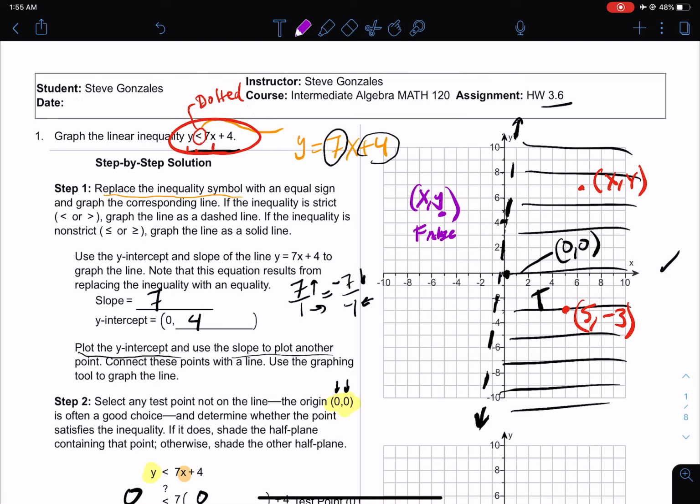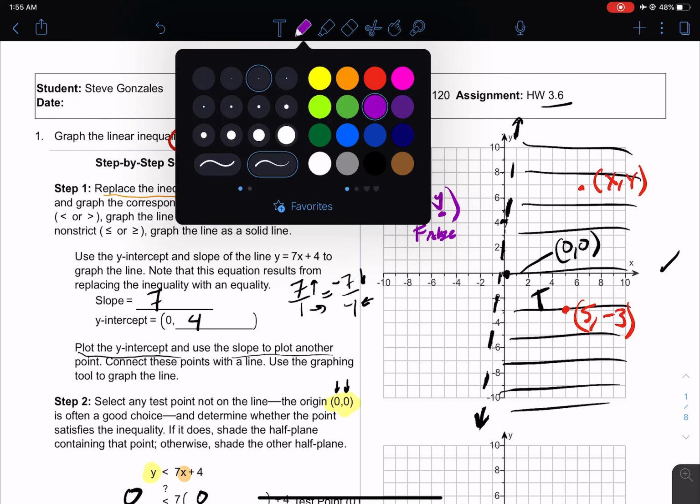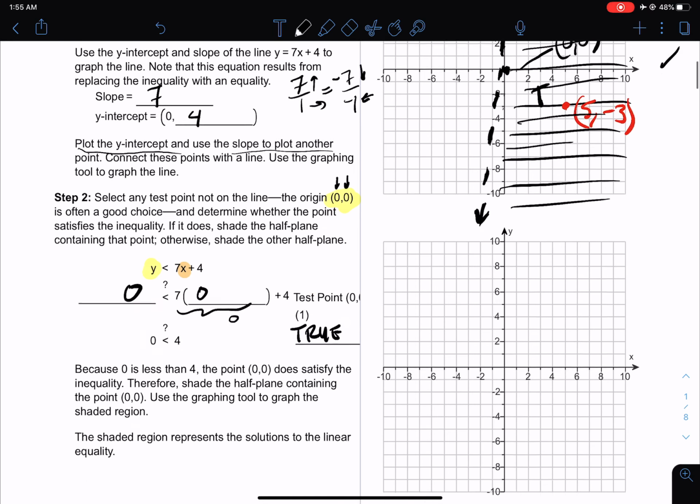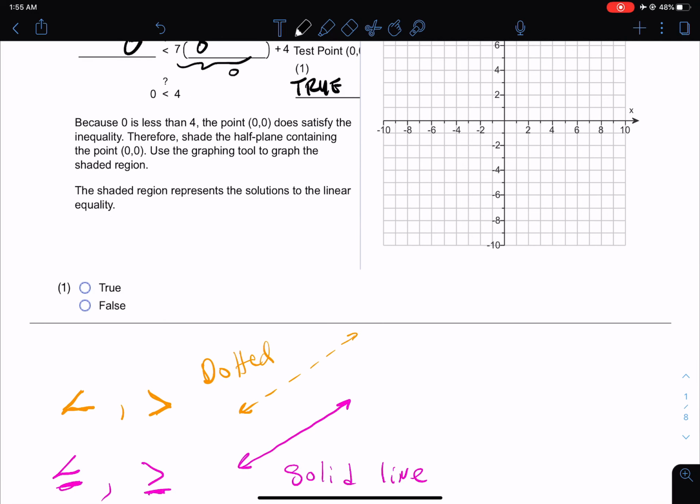So really, the shading is telling us all the answers that actually work. All of these points over here will make the inequality true. And the reason why it's dotted is that the points on the line don't make it true. It's really just like a border between true and false solutions. Okay, well, let's see, it said that was true.